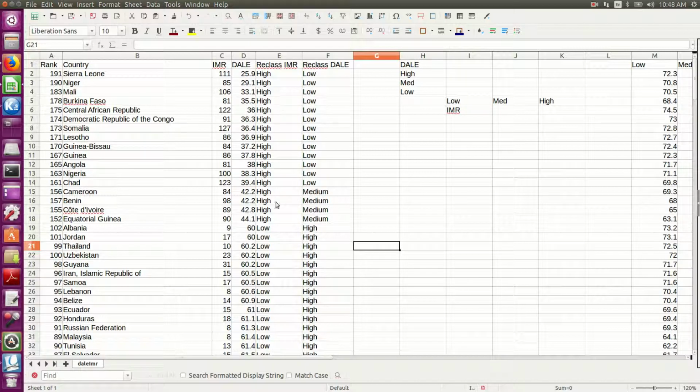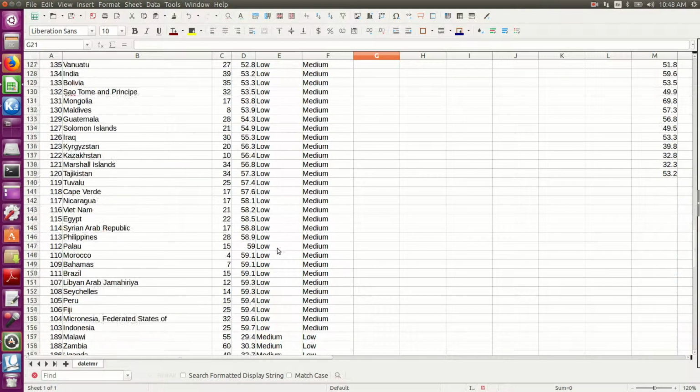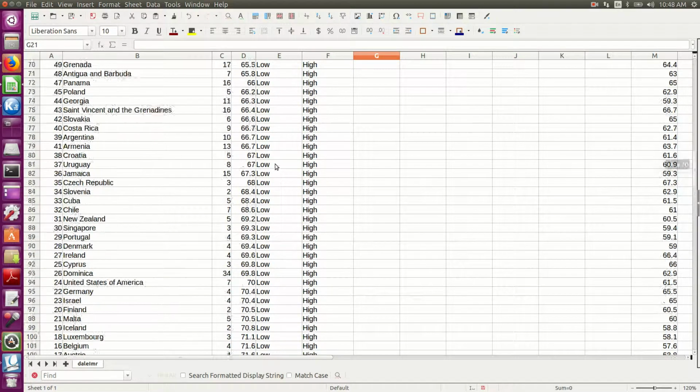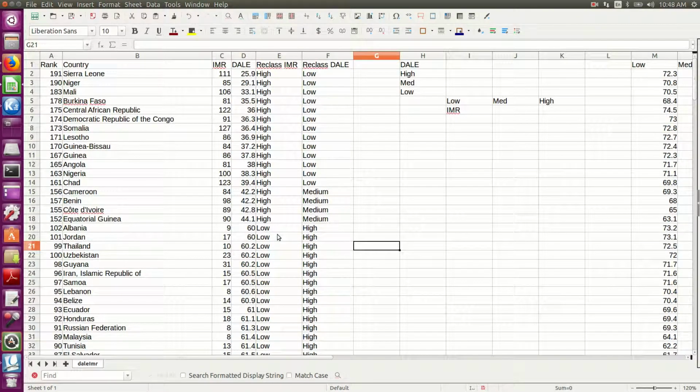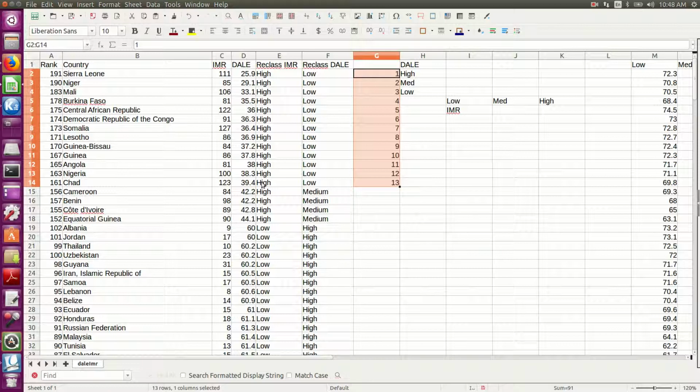So I've got my highs here, then lows, and then mediums. And I suppose I could rename these things something like, A low, B medium, C high, if I wanted them to work that way. But I can still count them like this. So here are the highs and lows. And so what I'm going to do is I'm just going to hit 1, 2, and highlight those and copy it down until I get a break. And okay. So high IMR, low DALE, there were 13, and I can see that.